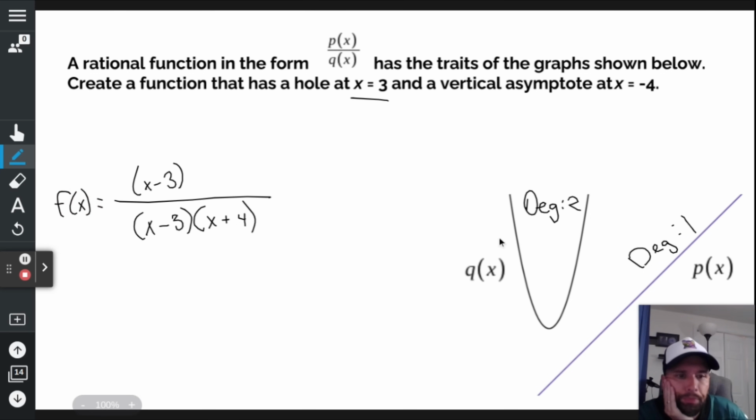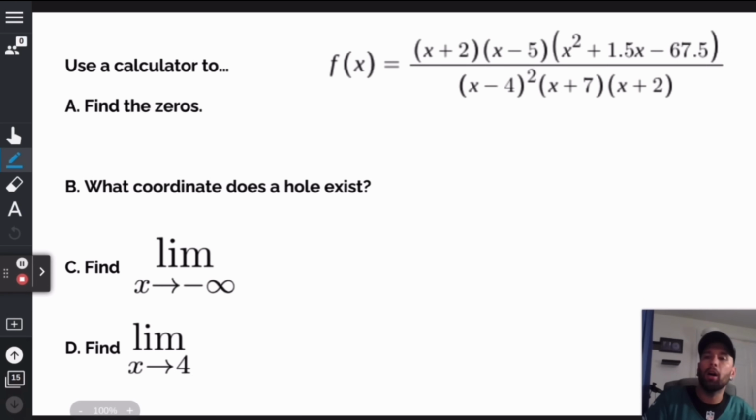Not bad. I like it. I can appreciate that problem. Now we're at the last one. Now, this is a calculator problem. Okay, look at it. Use the calculator to do this whole mess. So I'm going to use the calculator to do this whole thing.